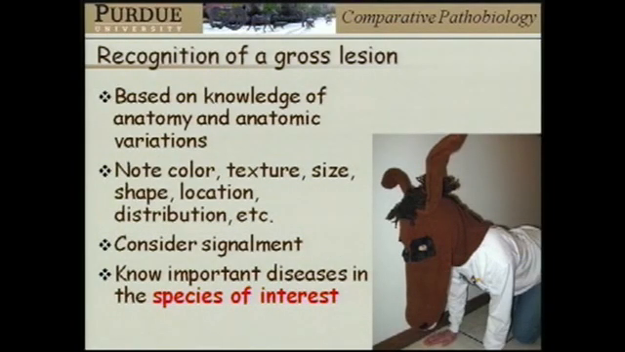So step 1 is simply to recognize the gross lesion, and this is going to be based on your knowledge of anatomy and normal anatomic variations. Description comes into play here, so we will note the color, texture, size, shape, location, and distribution of the lesions. We will definitely consider signalment. Although this lecture is diseases of the horse, so we'll be focusing on equids, to make a morphologic diagnosis for diseases of the horse, we need to know what the important diseases are in the species of interest.